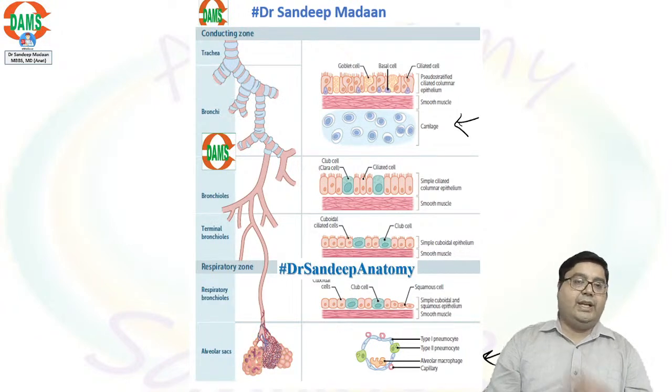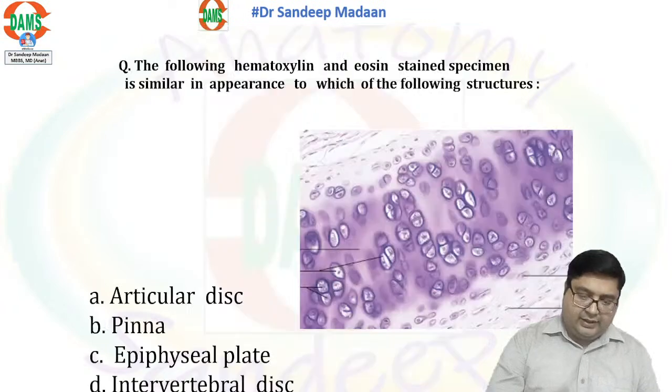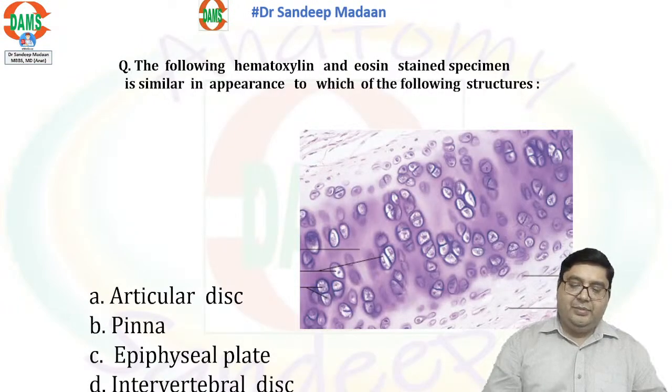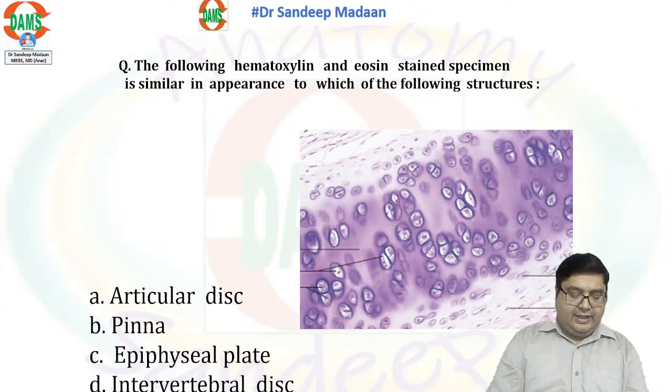Type 2 pneumocyte has got two roles. One is stem cell, second is the production of the surfactant, right? And now if you can tell me the answer of this question. Yes, dear students, can you identify this slide? What is this slide and where is this present?